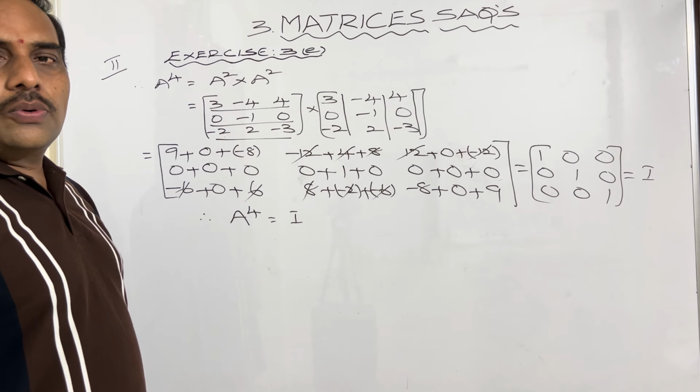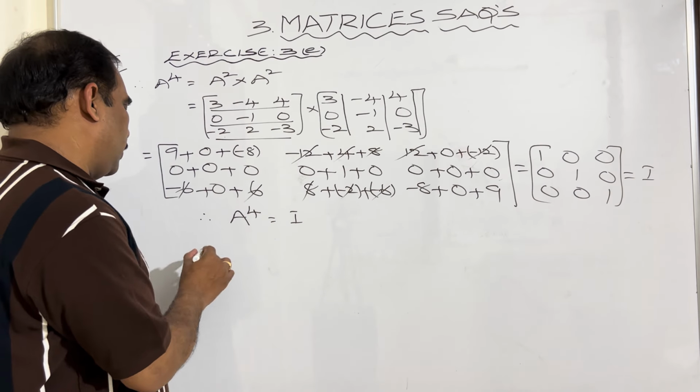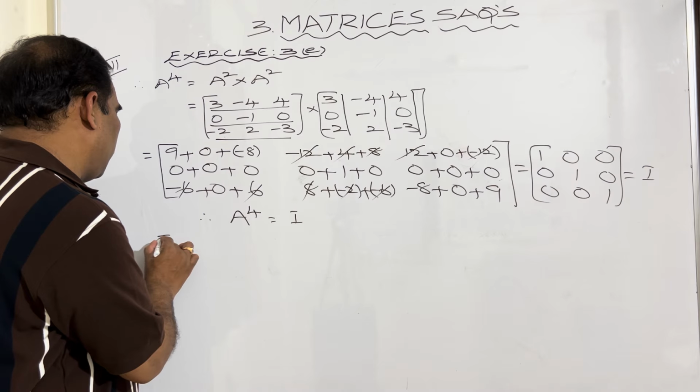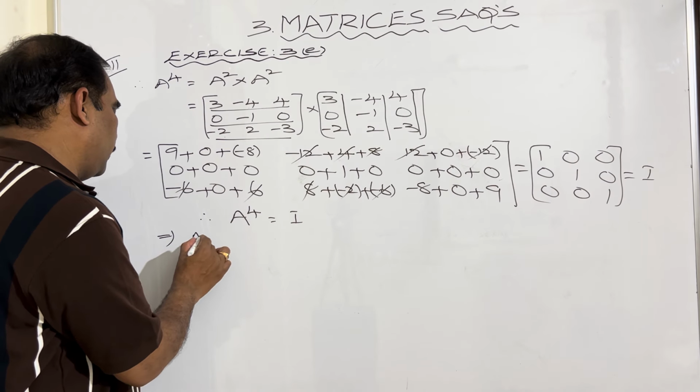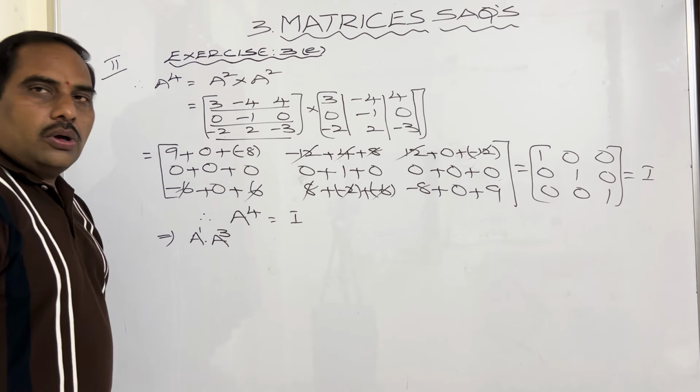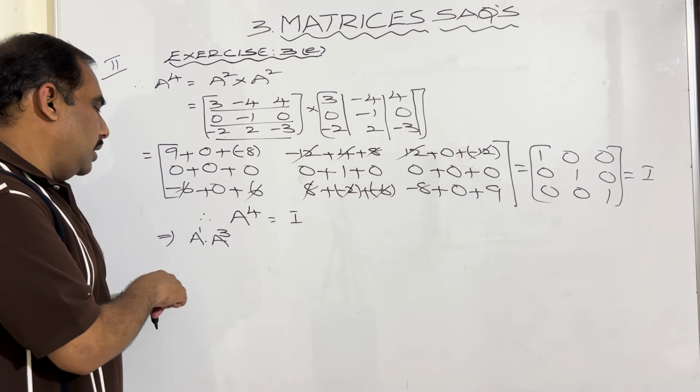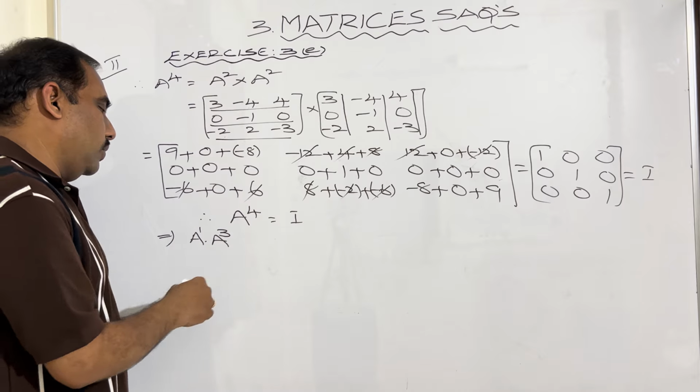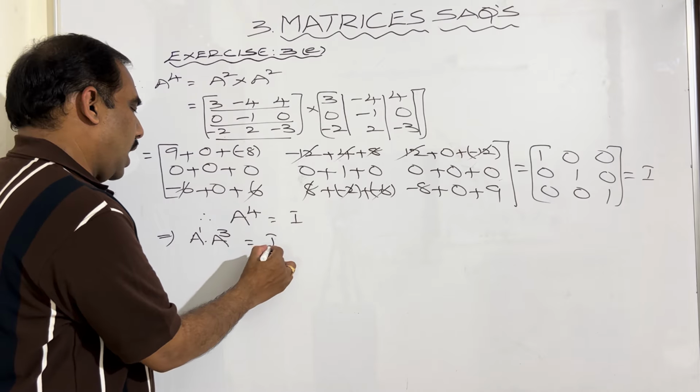Actually, what we have to prove is A inverse is equal to A cube. So now this implies A power 4 is written as A into A cube. Can we write now A power 1 plus 3? So that is A power 4 only, which is equal to I.